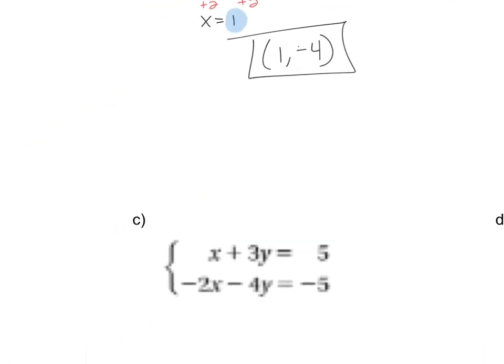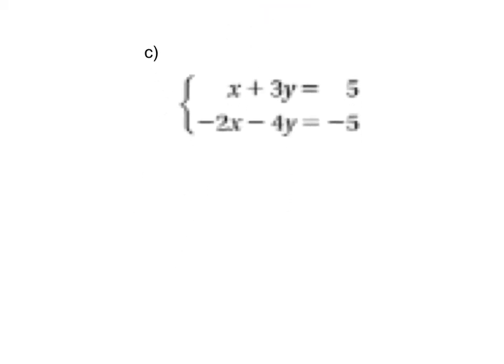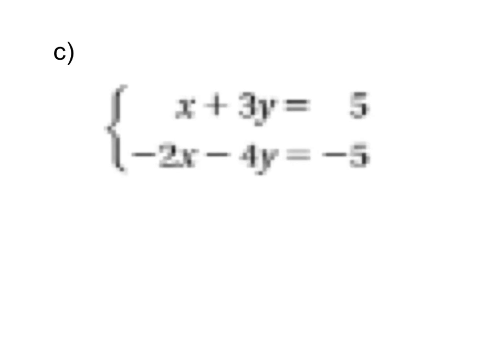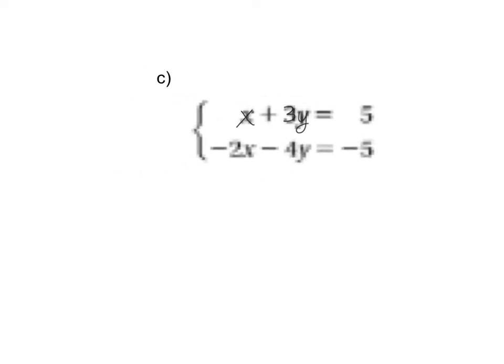Okay, let's do letter C. So this one's a little bit different. We're going to have to do some magic, and I'm sorry it's so blurry. First we have to get one of the variables by itself.